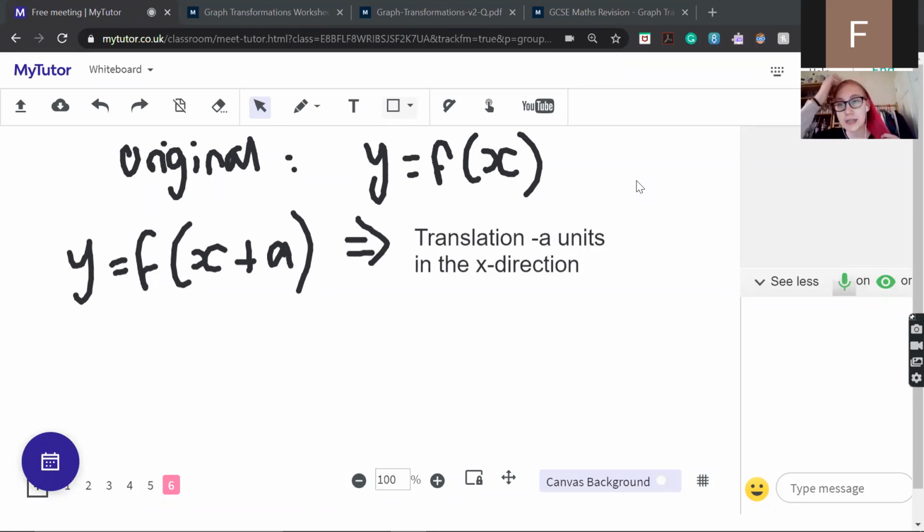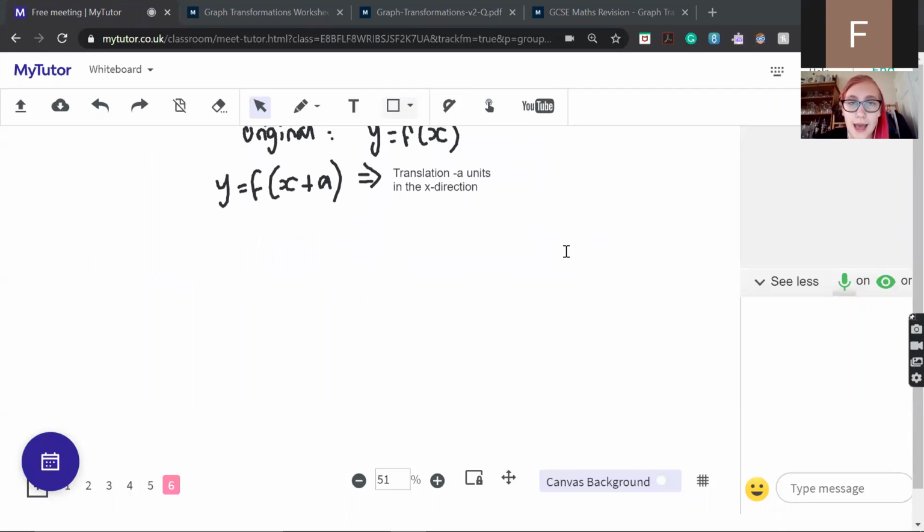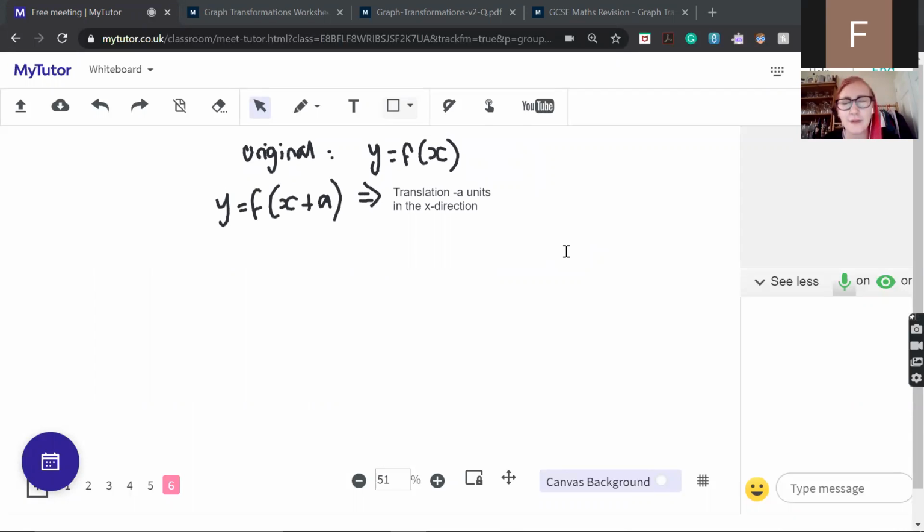What this means is that if we give our function x plus a, one more than what the point is, this represents a translation of minus a units in the x direction. So if we do y equals f of x plus 2, that represents a translation of minus 2, so 2 left, that vector (minus 2, 0). I'm just going to write them all down. And if you don't understand, definitely come back tomorrow, because I'll be doing so many questions on it.